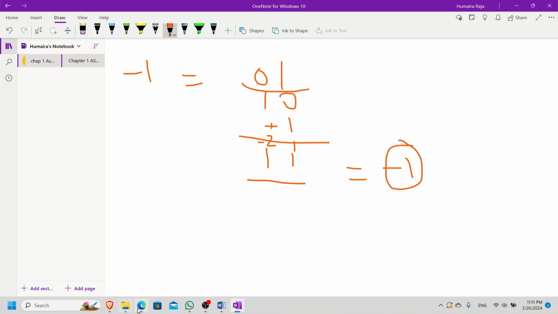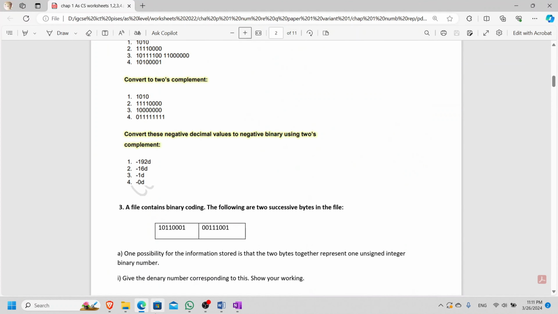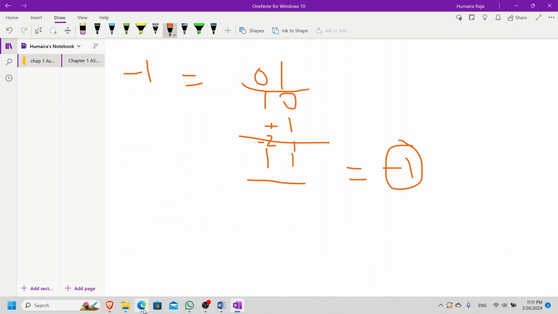Okay, so next was, you have to represent 0, and by the way these D are representing the decimal. So minus 0, I'm not going to solve it because there is no representation of minus 0 in 2's complement.